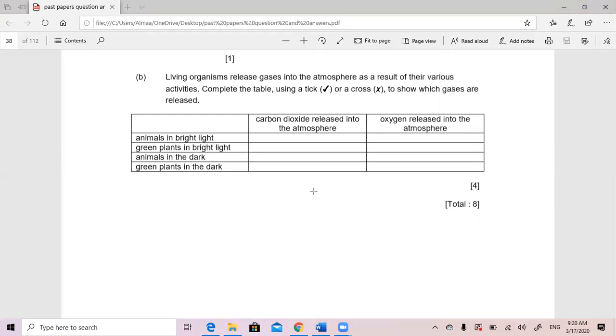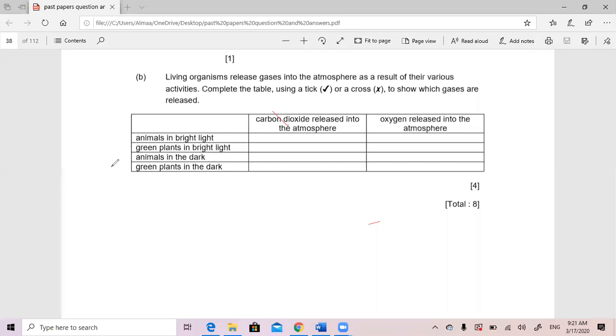Who can answer? In this one, carbon dioxide is released. I want this one. Who can answer this question? Not just Salman. I want all the other students. I want all the students to participate with me.